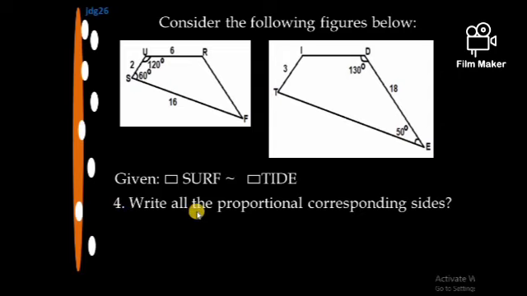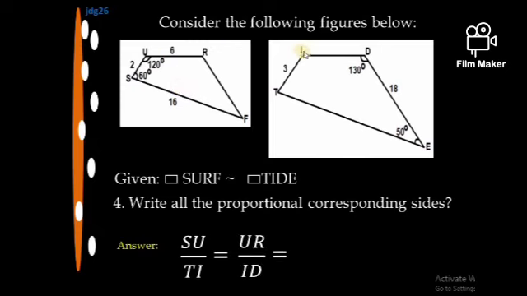Number 4, write all the proportional corresponding sides. Isa-isahin natin. Segment SU over segment PI, and this is equal to segment UR over segment ID, and this is equal to segment RF over segment DE, and this is equal to segment FS over segment ET.